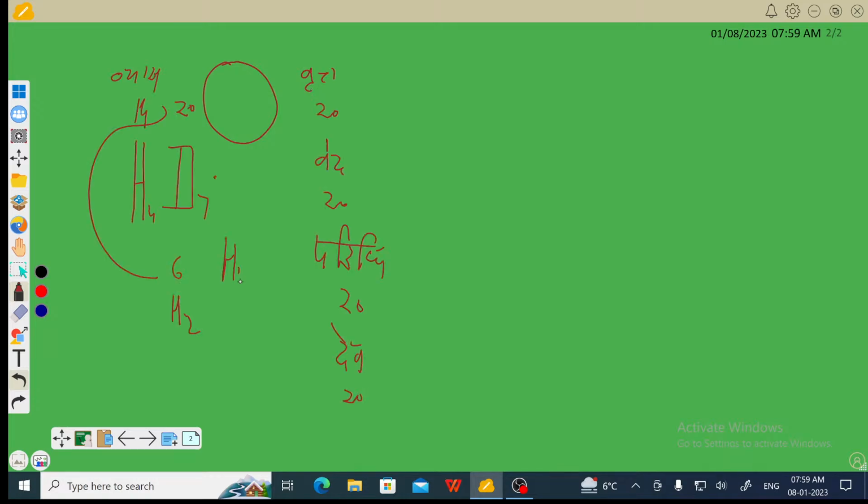So H4 plus H2 is D7. So 7 space content is splitting as 4 space and 2 space. 4 space is dimension of 6 space and 2 space is dimension of a 4 space. And this 2, 4 and 6, it is Rishi.